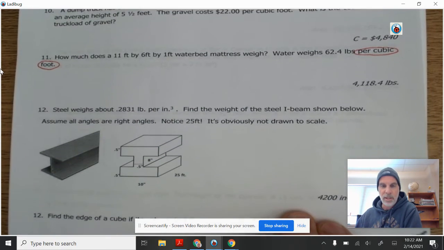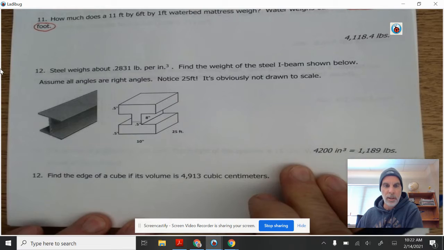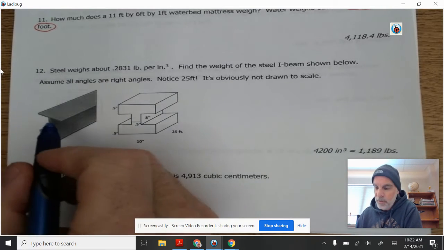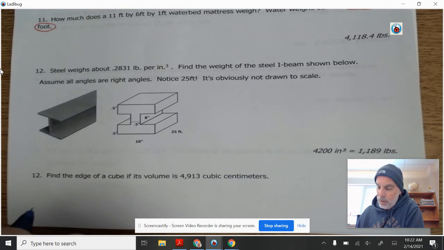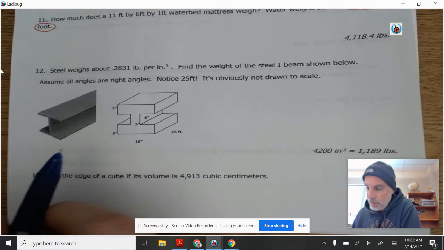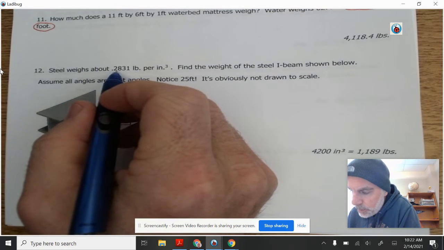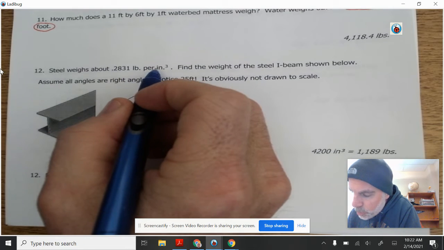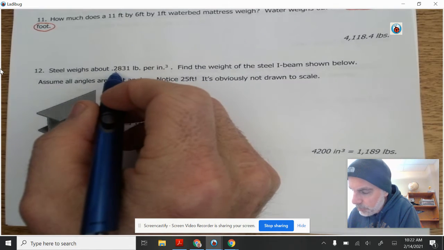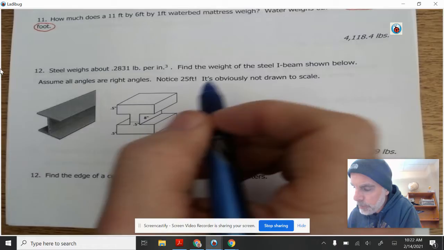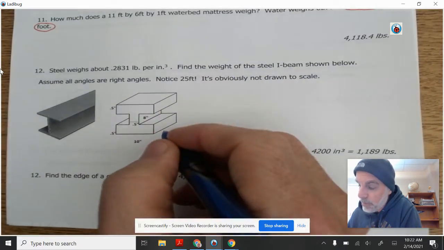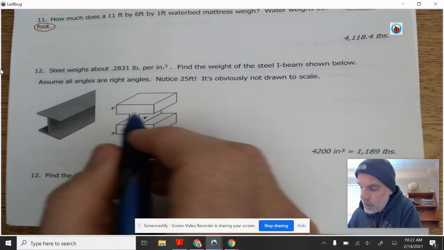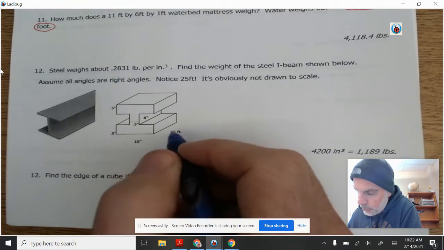Let's do the one with steel right here. This is a pretty good one. The steel I-beams are very strong. They can support tons of weight. Steel is still expensive and heavy. This steel weighs about 0.28 pounds per cubic inch. It doesn't sound like very much, but it really adds up. Find the weight of the steel I-beam. Assume all angles are right angles. Notice it's 25 feet, so this is just a cross section. These are in inches, and this is in feet.